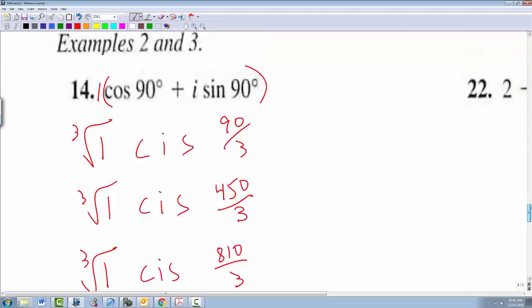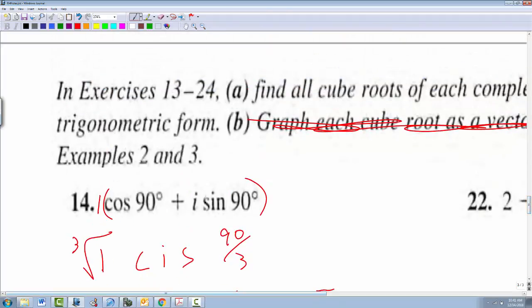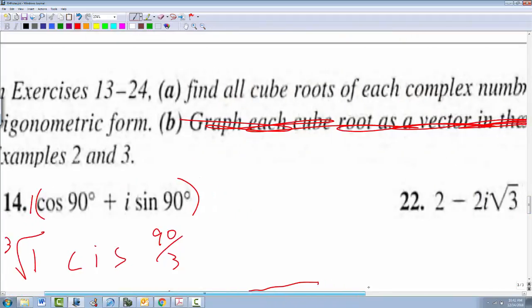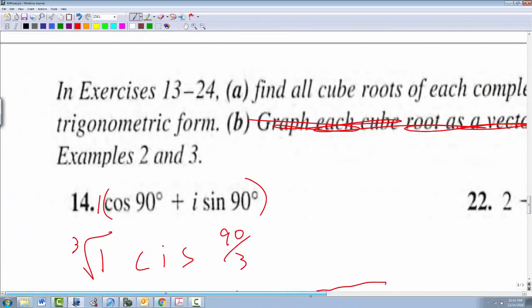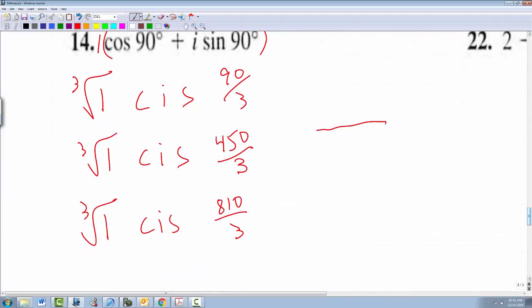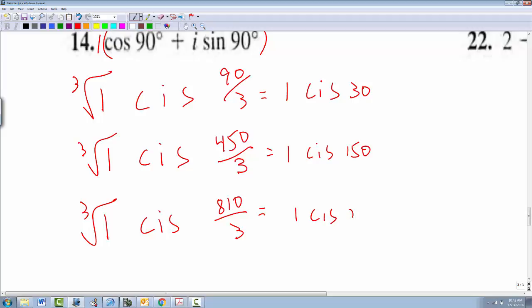Okay, now look at what it says up here. I'm going to go against that. It says, leave answers in trig form. So you're actually done when we write this down, but I'm going to do extra. What's 30? What's a cube root of 1, by the way? 1 is 30, right? And then what's this next one? 1 is what? 150? Good. And then what's this next one? 1 is 270. Okay, it did work out right.